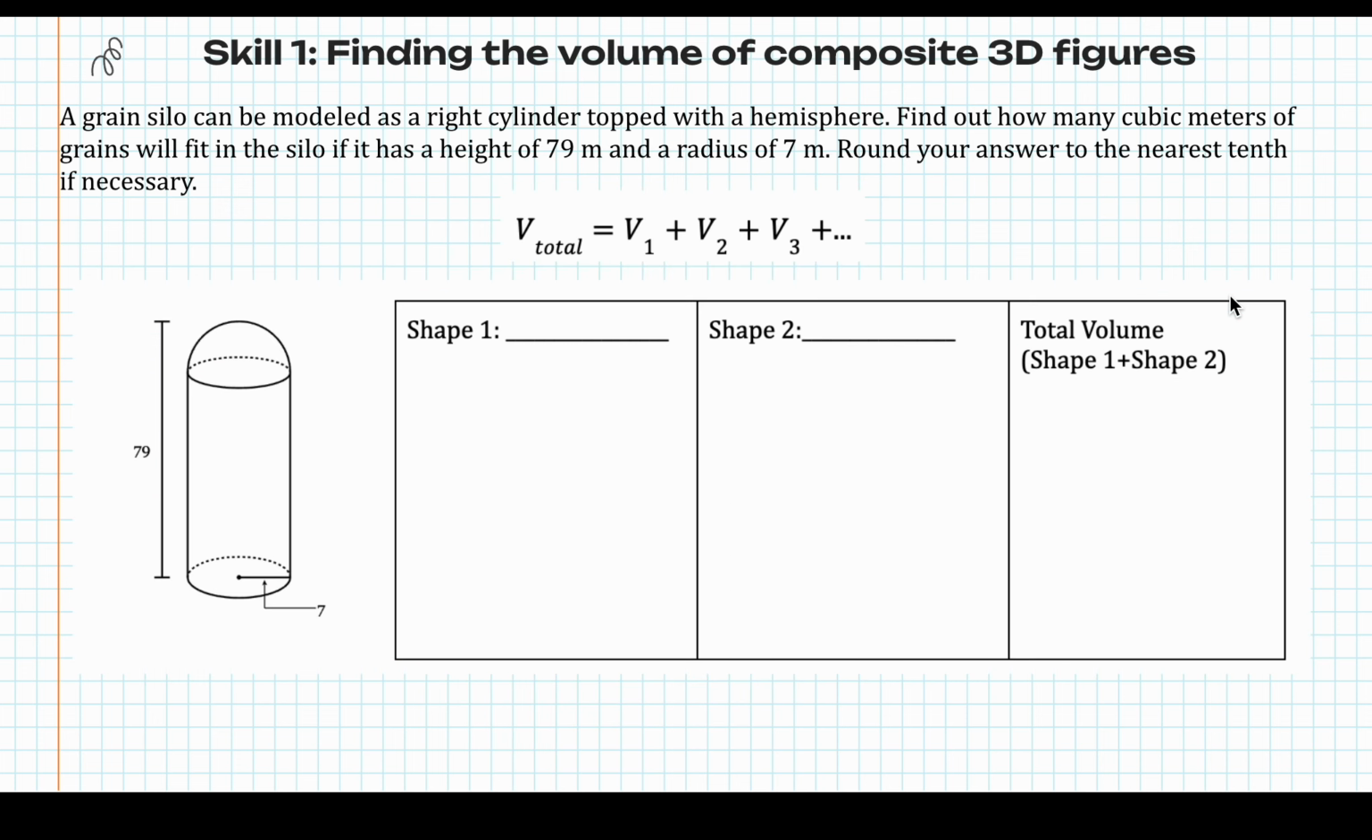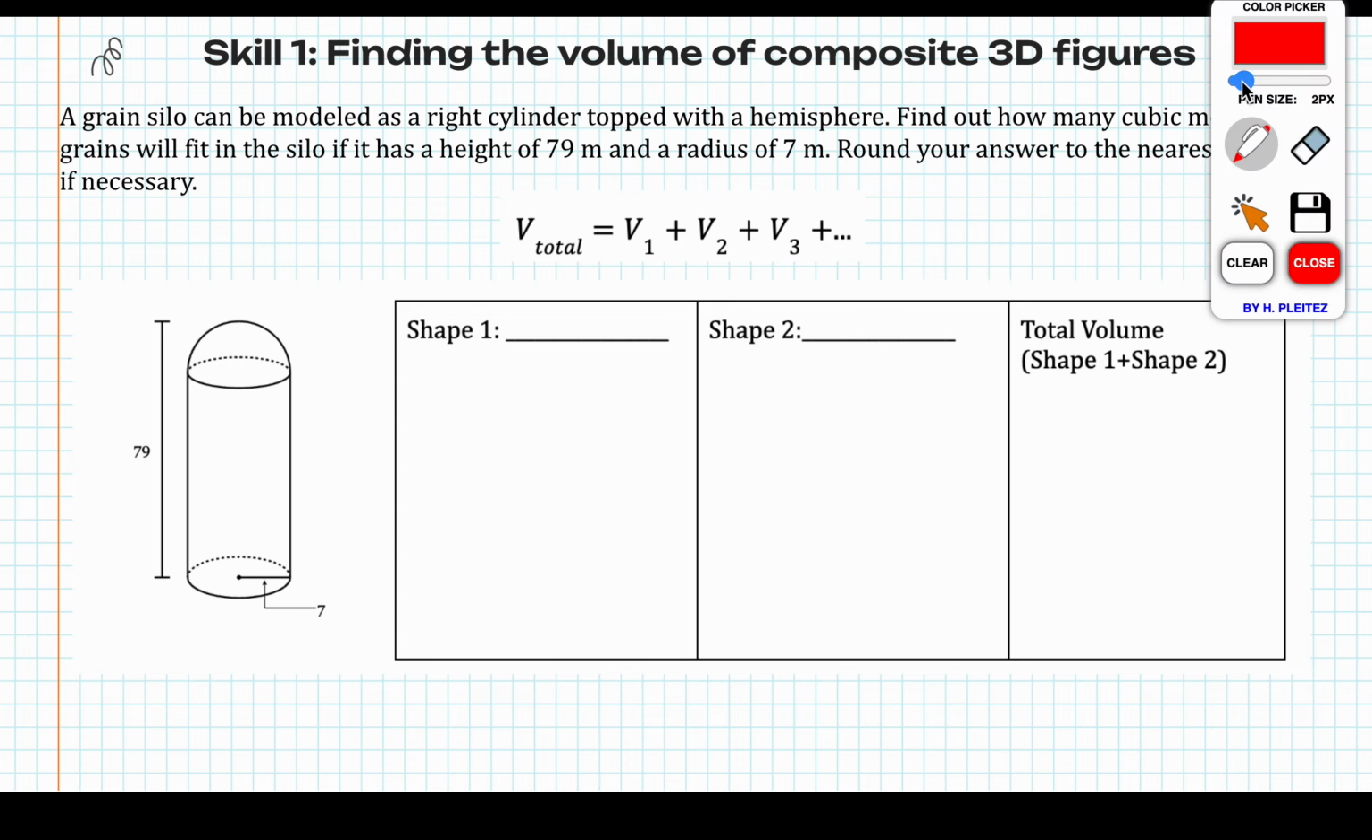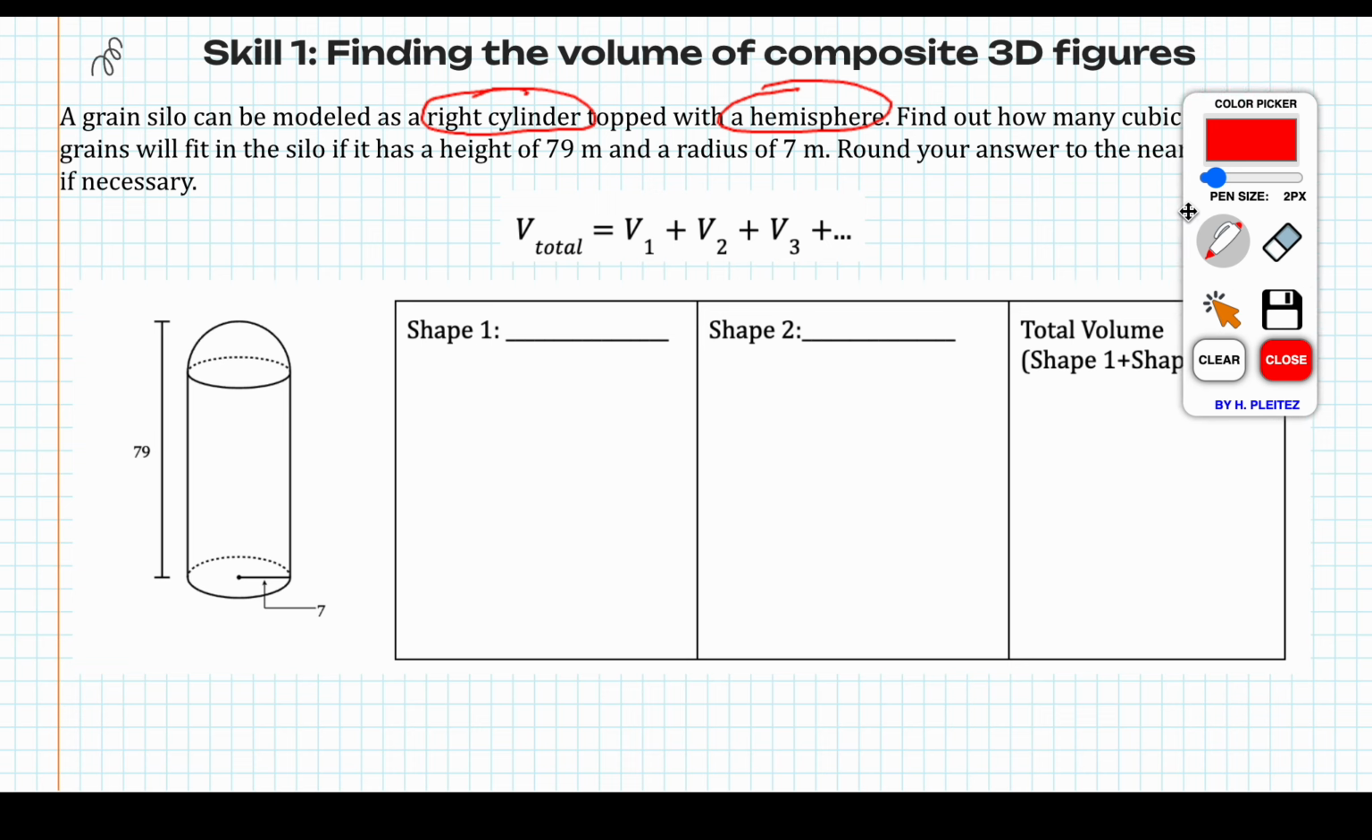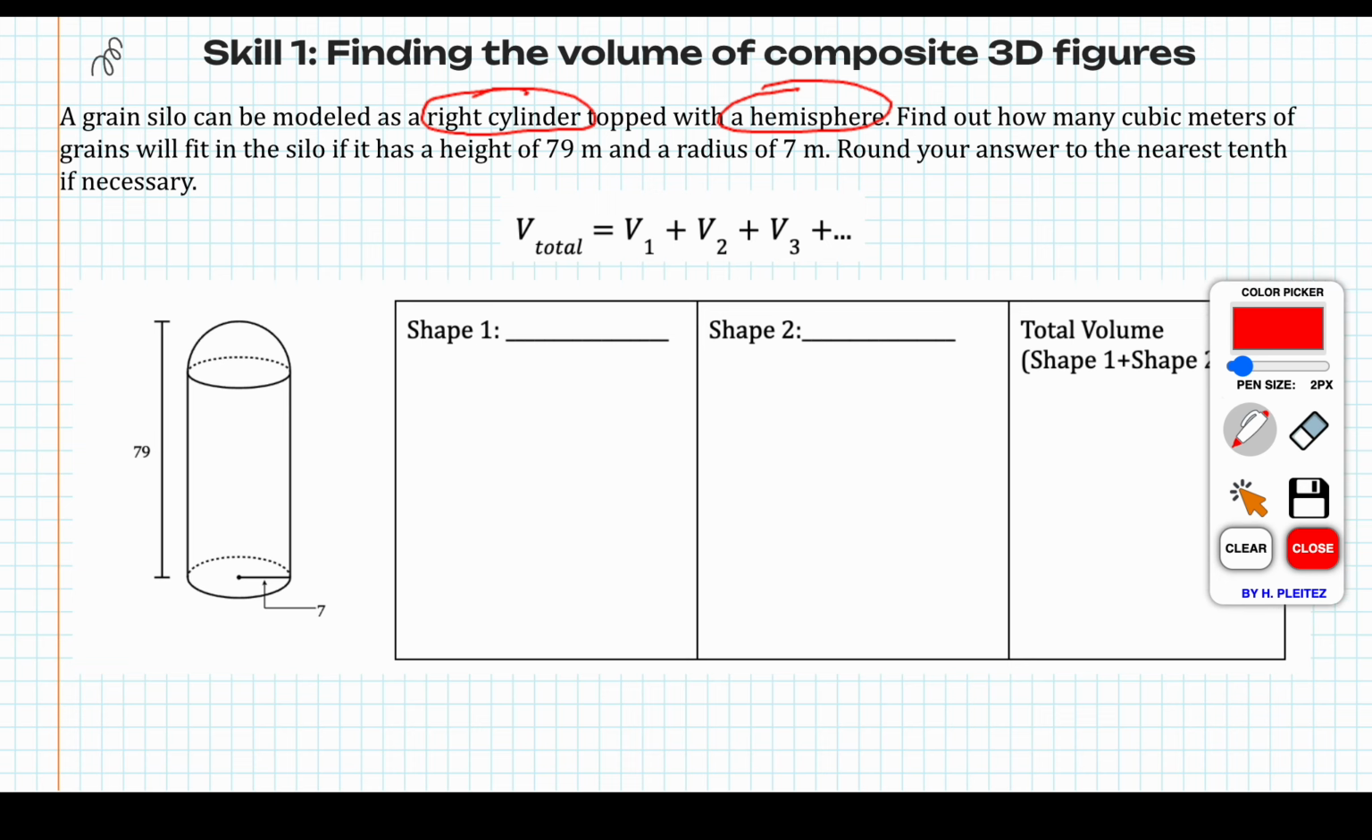So let's get right into the first skill. The first skill is just finding the volume of these composite 3D shapes. Here we have a grain silo that can be modeled by a right cylinder topped with a hemisphere. So we have 2 shapes here. It wants us to find out how many cubic meters of grain are going to fit in the silo if it has a height of 79 meters and a radius of 7 meters. We're going to round our answer to the nearest tenth if necessary.